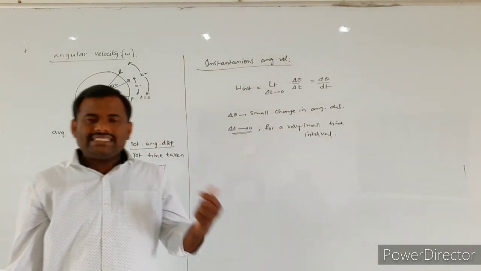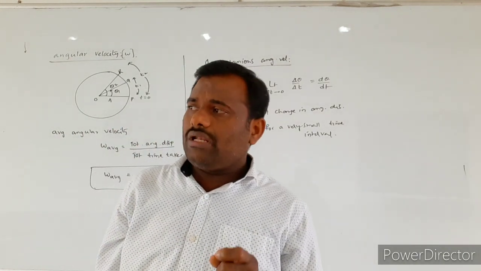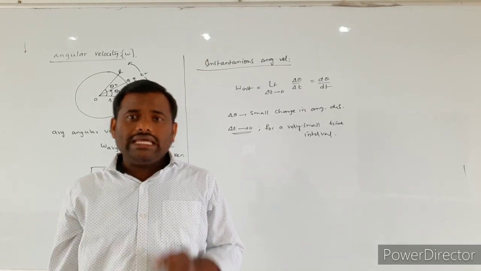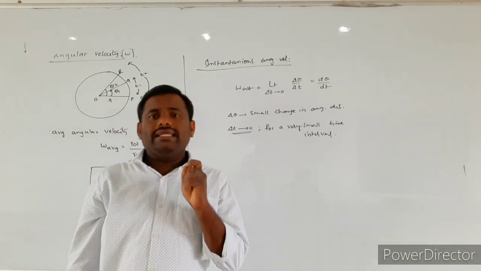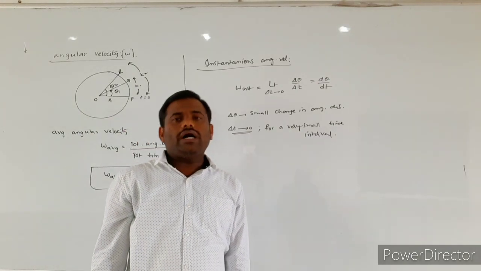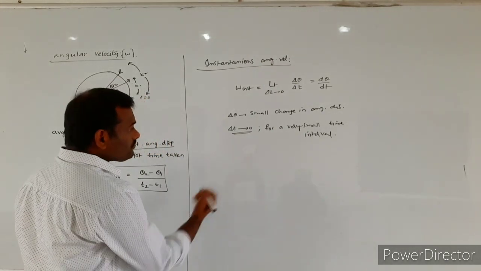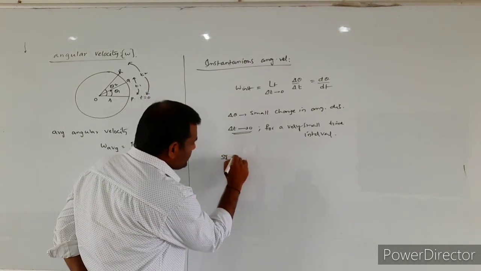So what is the definition of instantaneous angular velocity? The angular velocity of a given particle at a particular instant is called instantaneous angular velocity. Next, its SI unit.